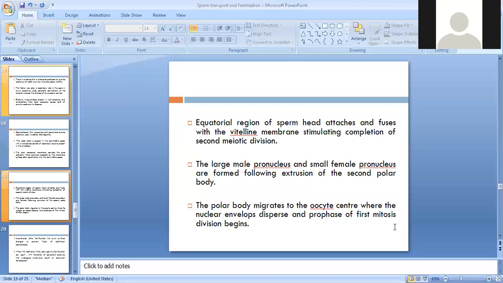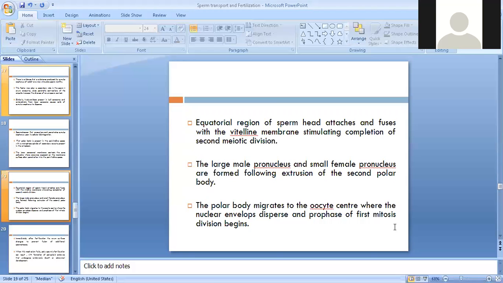So the equatorial region of the sperm head attaches to and fuses with the vitelline membrane, which stimulates the completion of the second meiotic division. This leads to the formation of the second polar body in the ovum, which will be released into the perivitelline space only. The large male pronucleus and the small female pronucleus come close, followed by extrusion of the second polar body into the perivitelline space.